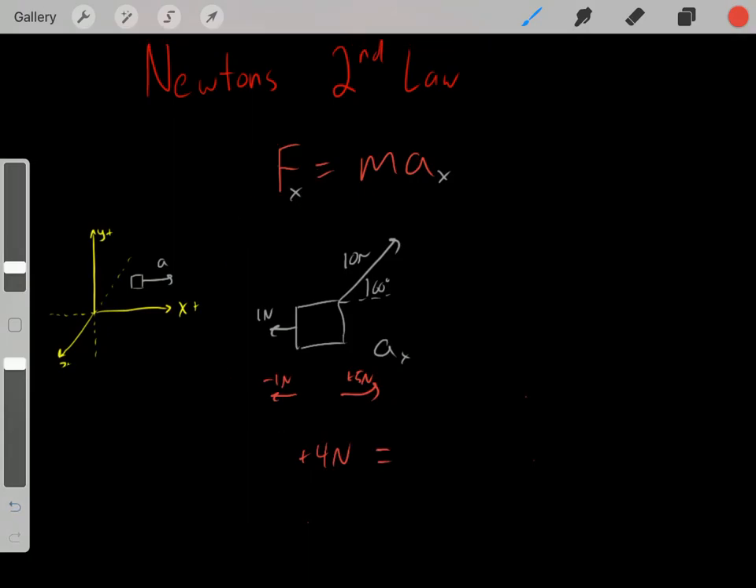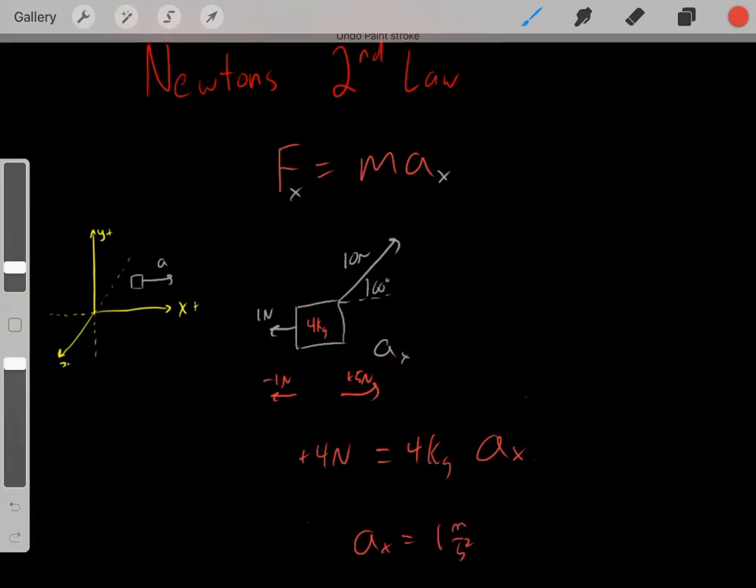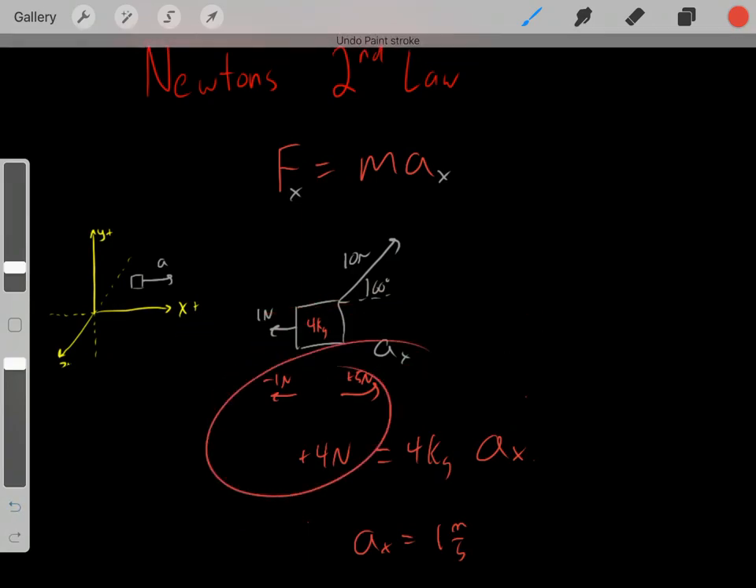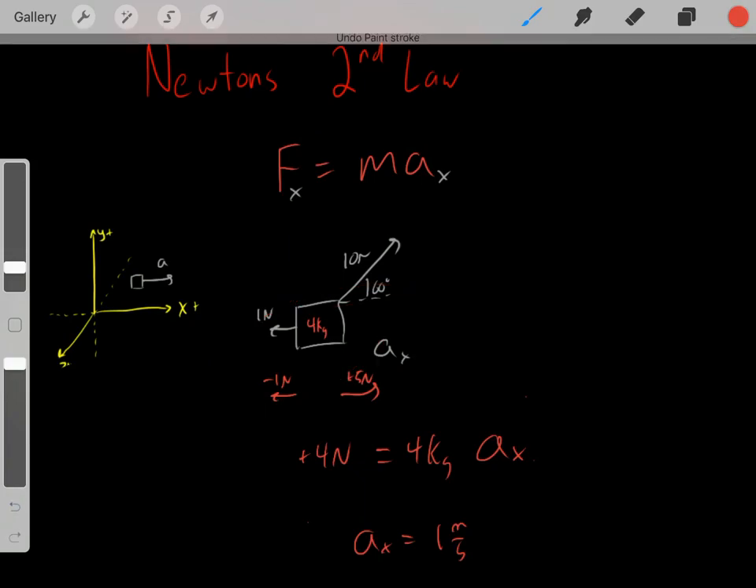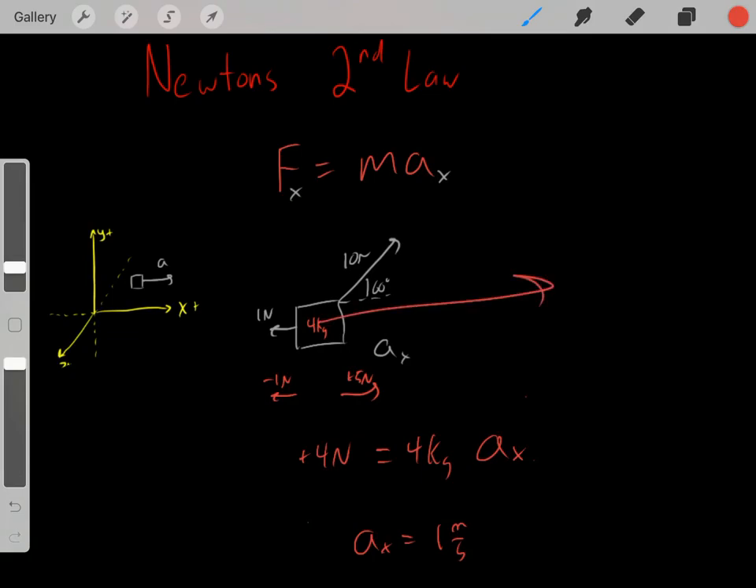Let's say the mass was 4 kilograms in this example, just for simplicity. Now we can solve for the acceleration in the x direction. With simple algebra, we get an acceleration in the x direction of 1 meter per second squared. So if we have this 4 kilogram object that feels a force of 1 Newton in this direction and 10 newtons in this direction, and we want to find the acceleration particularly in the x direction, we need to find the net force in the x direction. Now we know this object would have a positive acceleration of 1 meter per second squared in the x direction. Therefore, we would move in this positive x direction, with an acceleration of 1 meter per second squared.